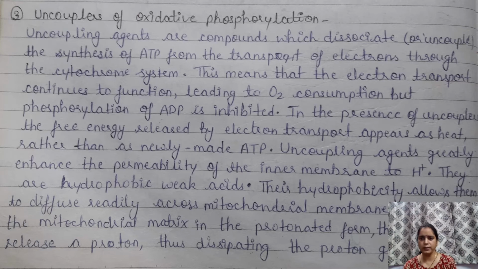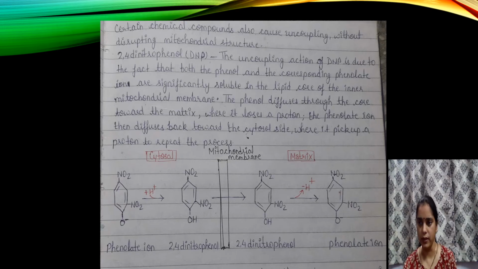Their hydrophobicity allows them to diffuse rapidly across the mitochondrial membrane and enter the mitochondrial matrix in the protonated form. And then they release a proton, thus dissipating the proton gradient. Actually, they collapse the proton gradient by releasing this proton into the inner mitochondrial matrix. So certain chemical compounds also cause uncoupling without disrupting mitochondrial structure.